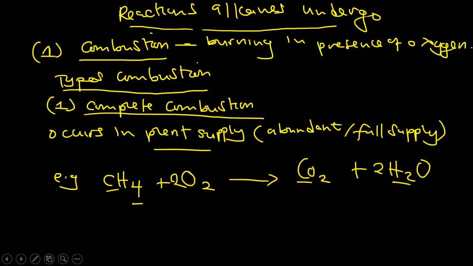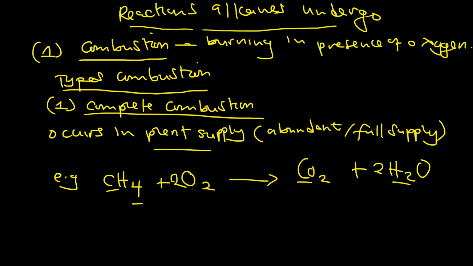So one thing you need to know is that complete combustion occurs in plenty supply, full supply, or abundance of air, which is oxygen, and the products are always carbon dioxide and water. At this point, all the compounds that we are going to look at undergo combustion, producing carbon dioxide and water in full supply. So one type of combustion is called complete combustion.